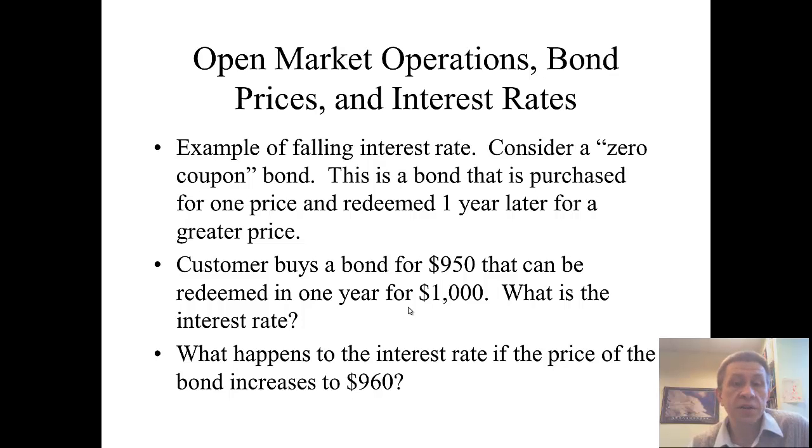Customer buys a bond for $950 that can be redeemed in 1 year for $1,000. What is the interest rate? And what happens to the interest rate if the price of the bond increases to $960? So this would be a case where the Federal Reserve actually is cutting back on the supply of bonds. That pushes the price up for bonds. What happens to the interest rate then for bonds in this particular case?